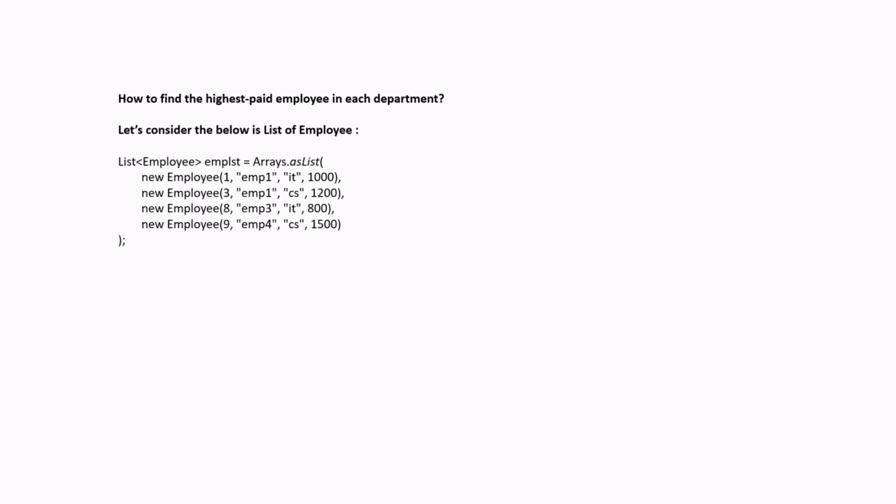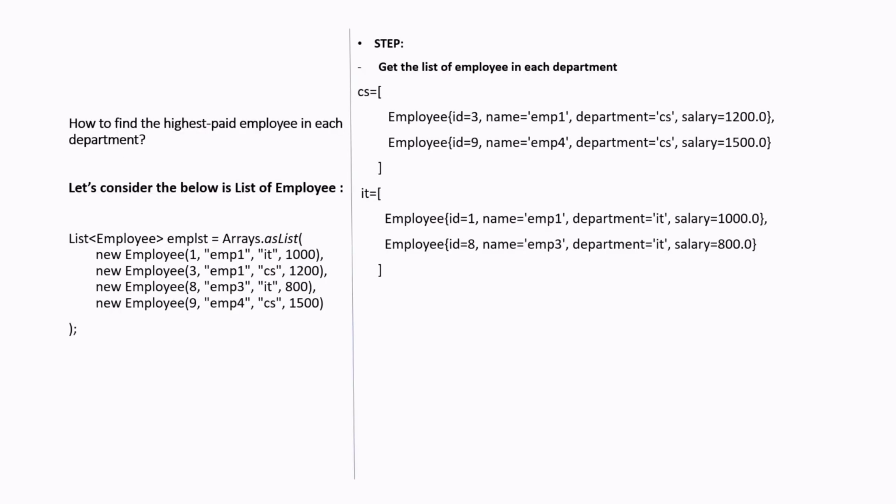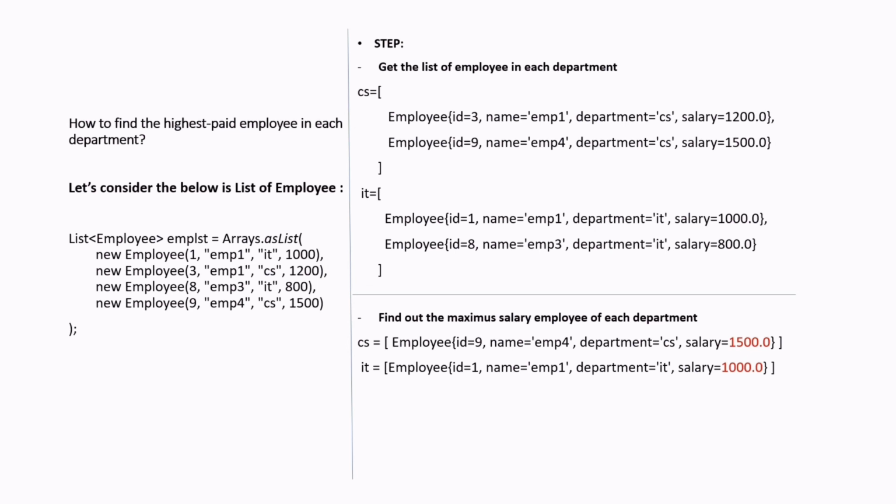So we need to find each employee who has the maximum salary for each department. In the first step, we need to get the list of all employees. As the second step, in the CS department, we need to find who has the maximum salary. Just like in the IT department, we also need to find who has the maximum salary. As part of the result, we expect to find the maximum salary employee of each department.